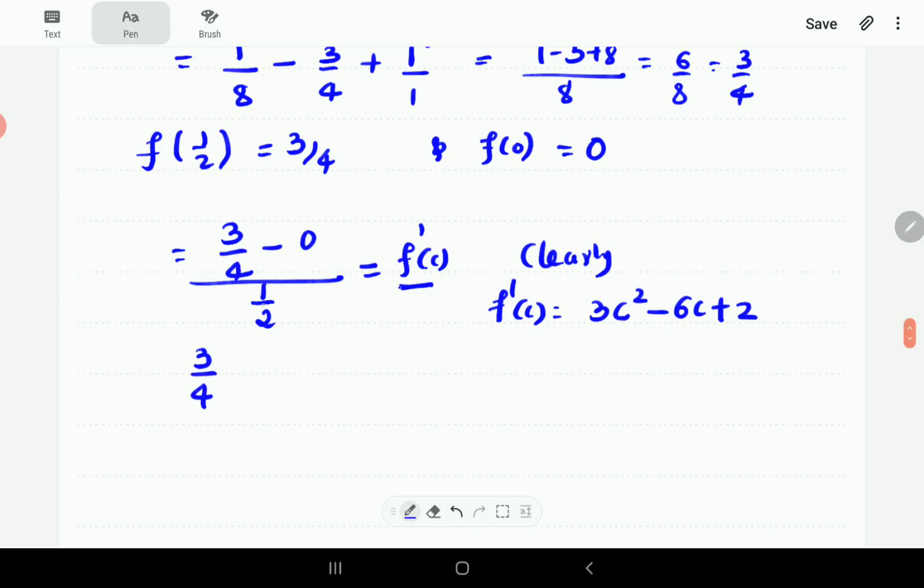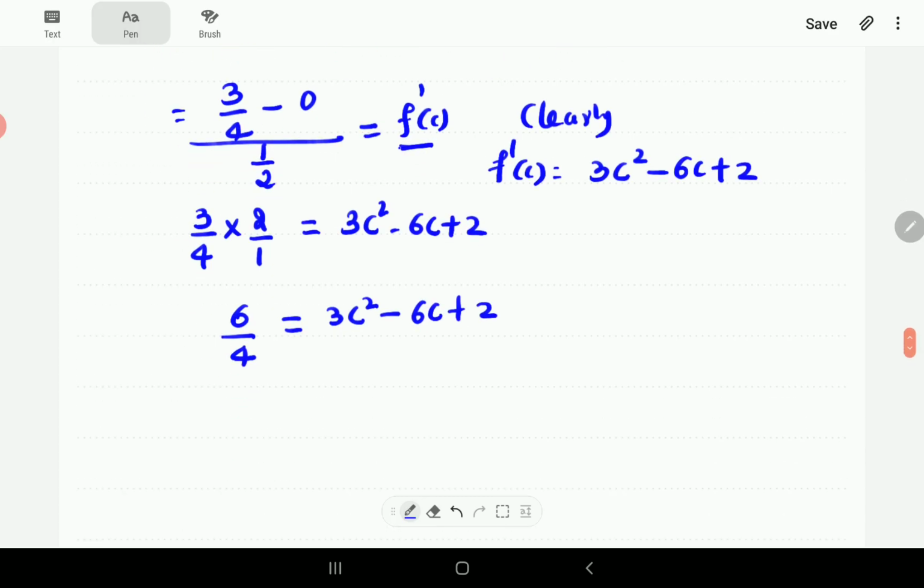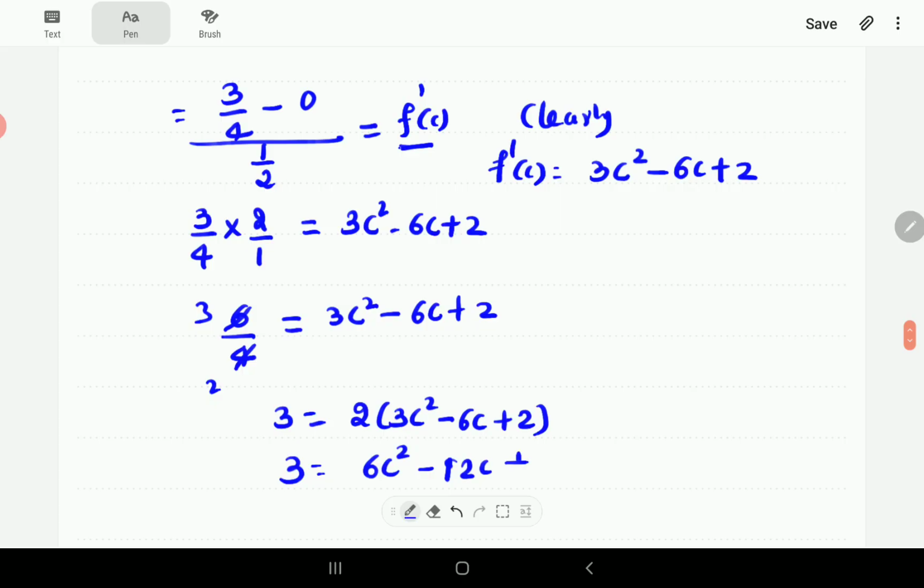Okay, so now let me write the value here, and also I will simplify this one. This is 3 over 4. Let me take 1 by 2 on the upper side, so it will become 2 over 1, which is equal to 3c square minus 6c plus 2. So this is now 6 over 4. Okay, 6 over 4 is equal to 3c square minus 6c plus 2. Now this is 2 times 3, 2 times 2. So I can multiply this 2 on this side. Simplifying, 3 equals 6c square minus 12c plus 4.